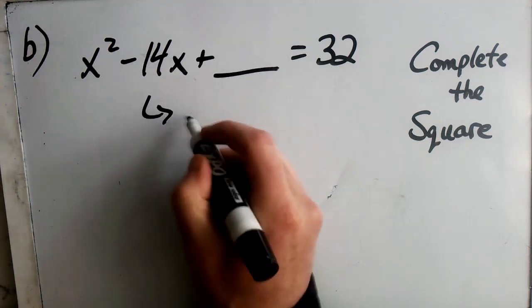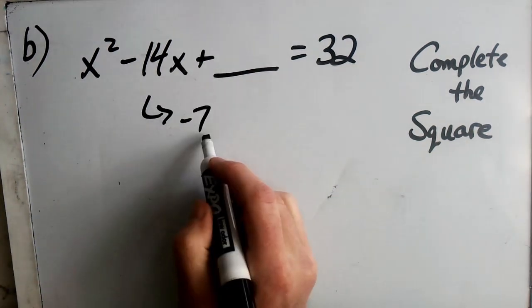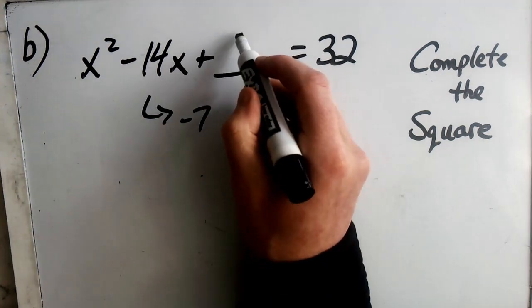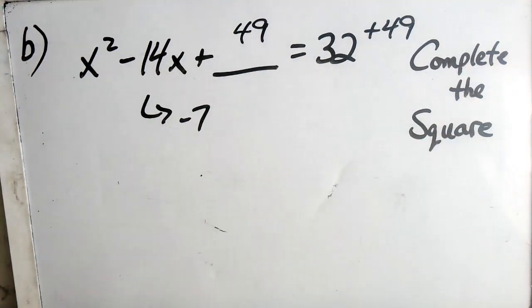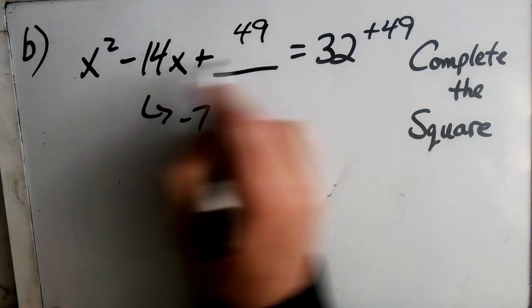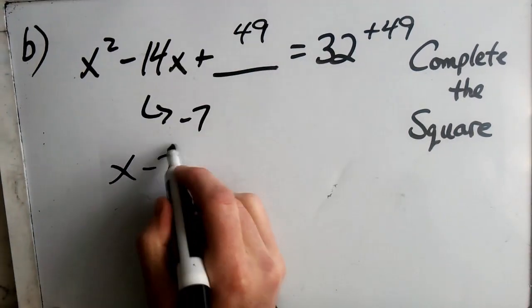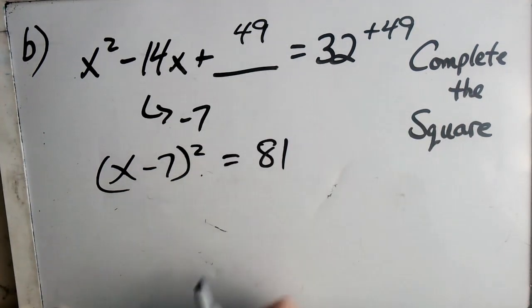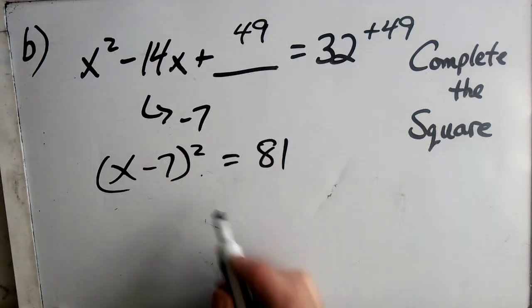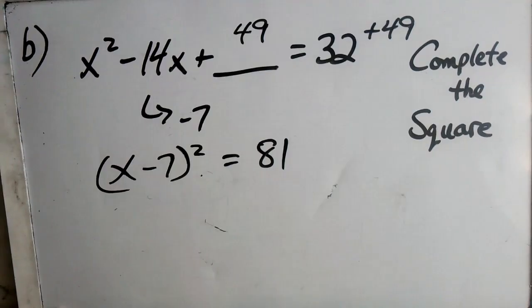So this one we cut in half. We square, negative 7 squared is 49. Don't forget to add 49 to the other side. Now I factor the perfect square and I add these numbers. If they ask me to solve it, I'll keep going. I'll square root both sides.